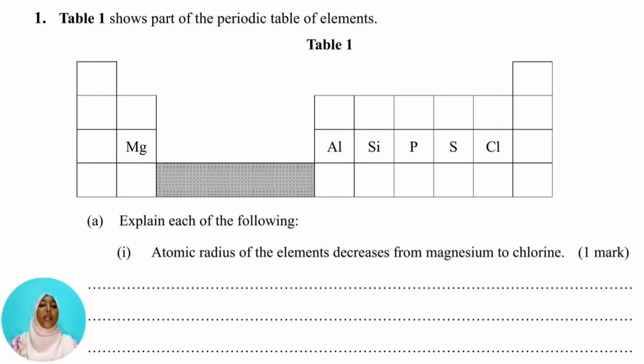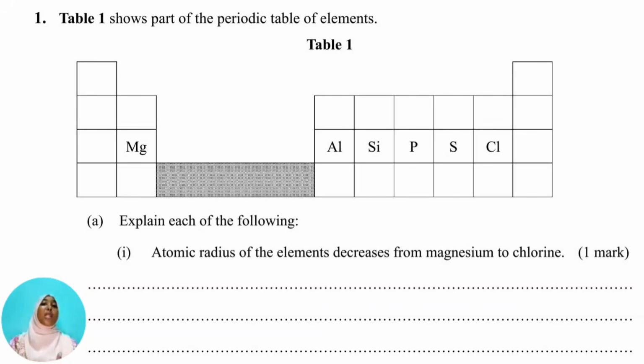Roman 1, atomic radius of the elements decreases from magnesium to chlorine. Essentially, the question needs us to explain why, when it comes to the atomic radius, magnesium has the largest atomic radius and chlorine the smallest. Remember, when you're talking about the atomic radius, we are essentially referring to the size of the atom. So the larger the atomic radius, the larger the size of the atom.